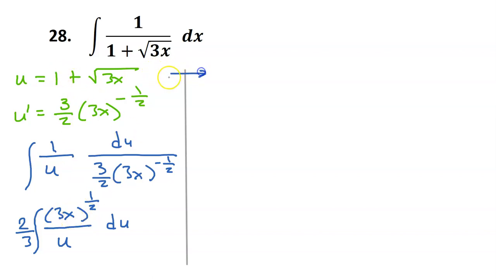Here's the trick. If I were to subtract 1 from both sides of this equation, I end up with u minus 1 is equal to radical 3x. And you know that radical 3x is the same as 3x to the 1/2 power. So I'm going to write it that way to make it more obvious the substitution I'm about to do. 3x to the 1/2 power can be replaced by u minus 1. So I'm going to take this 3x to the 1/2 power and write u minus 1 instead.